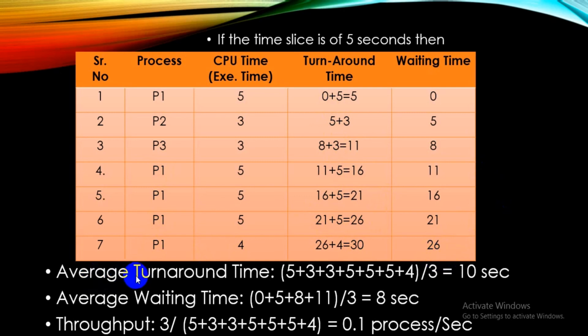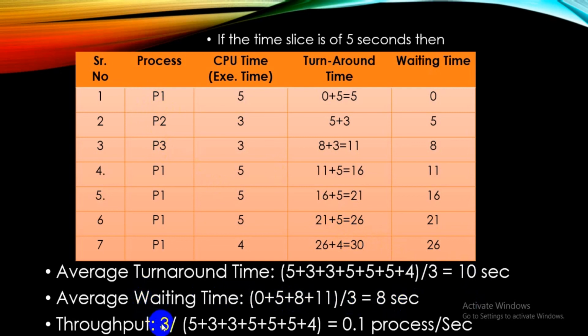For our average turnaround time, it's 5 plus 3 plus 3 plus 5 plus 5 plus 4 as shown in the turnaround time table, divided by 3 because there are only 3 processes. So its answer is 10 seconds. Average waiting time is 0 plus 5 plus 8 plus 11 divided by 3, also because there are 3 processes, is equal to 8 seconds.